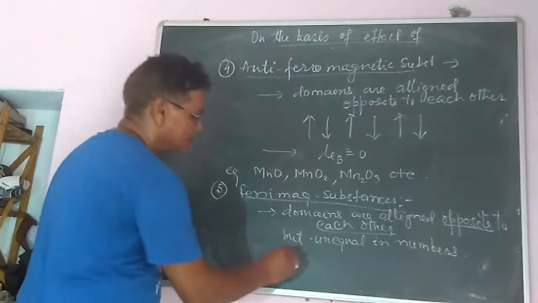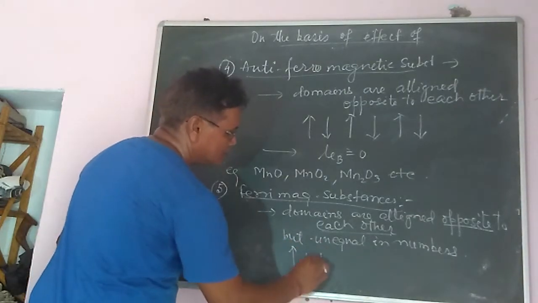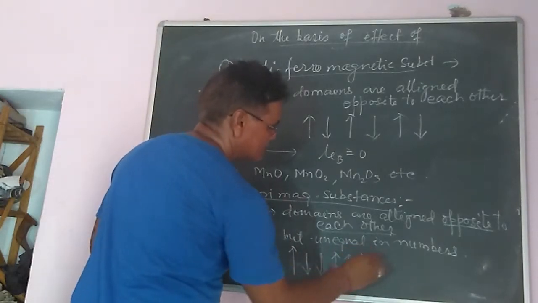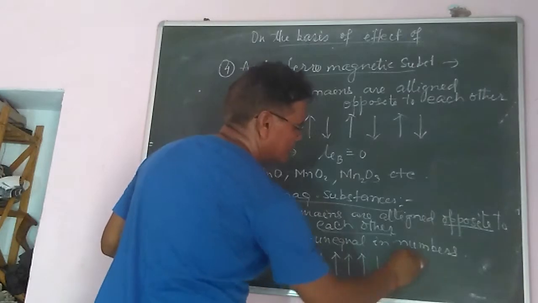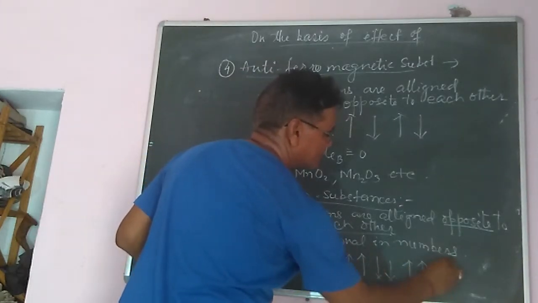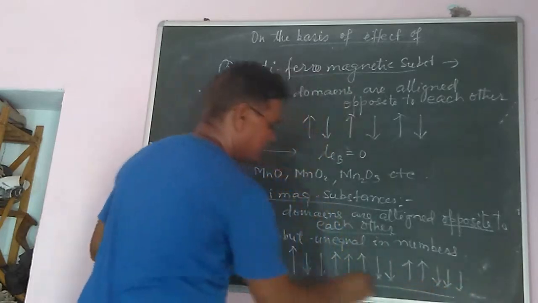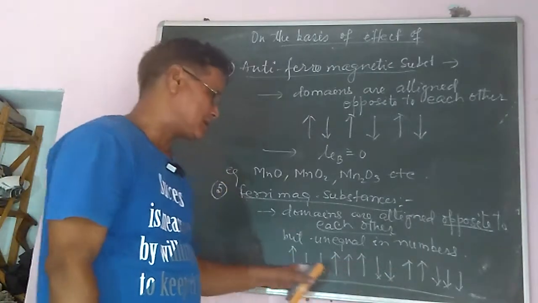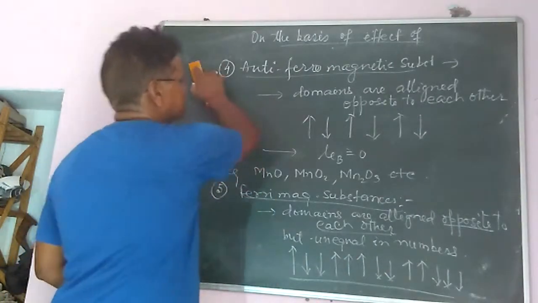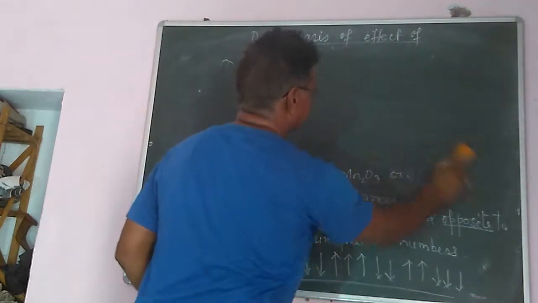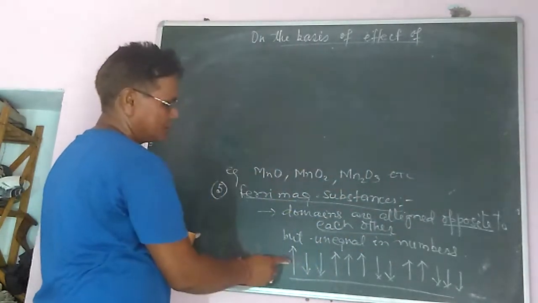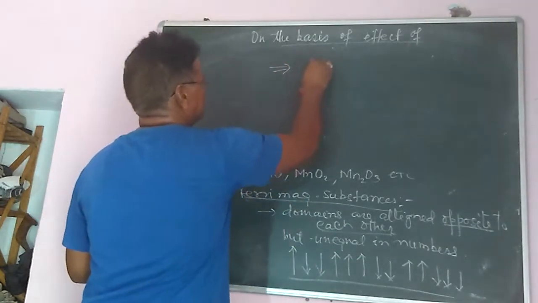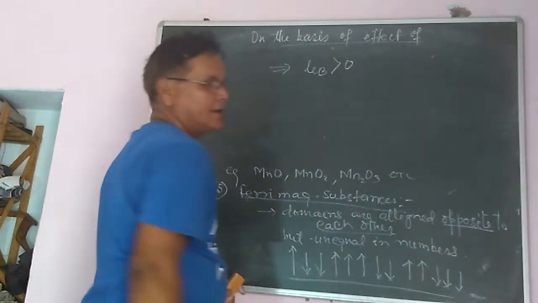See the diagrams. See here, these are anti-parallels. In this case, these domains are opposite to each other, but their numbers are unequal. That causes a magnetic moment. Its magnetic moment will never be zero, because this is cancelled, but these two will give the magnetic moment, so its magnetic moment would be greater than zero.